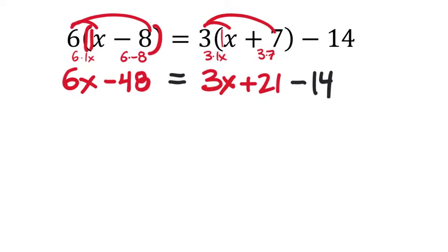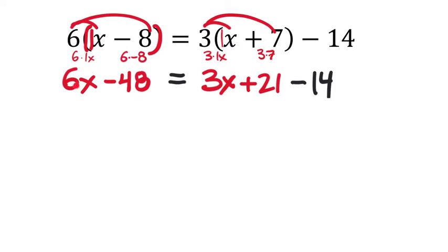Okay, so my new equation is 6x minus 48 equals 3x plus 21 minus 14. So that's the distribution. Did it make it smaller? No, it did not make it smaller, but it did simplify it for us. Okay, and there's the difference between the two. But now we're going to make it smaller with combining like terms.